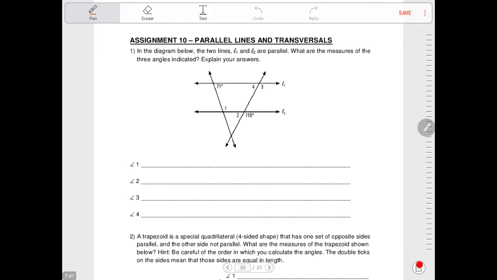Okay, so this is something that takes a little bit of getting used to. You have all the knowledge you need, it's just now applying it. So please check your answers frequently and also check in with your teacher.